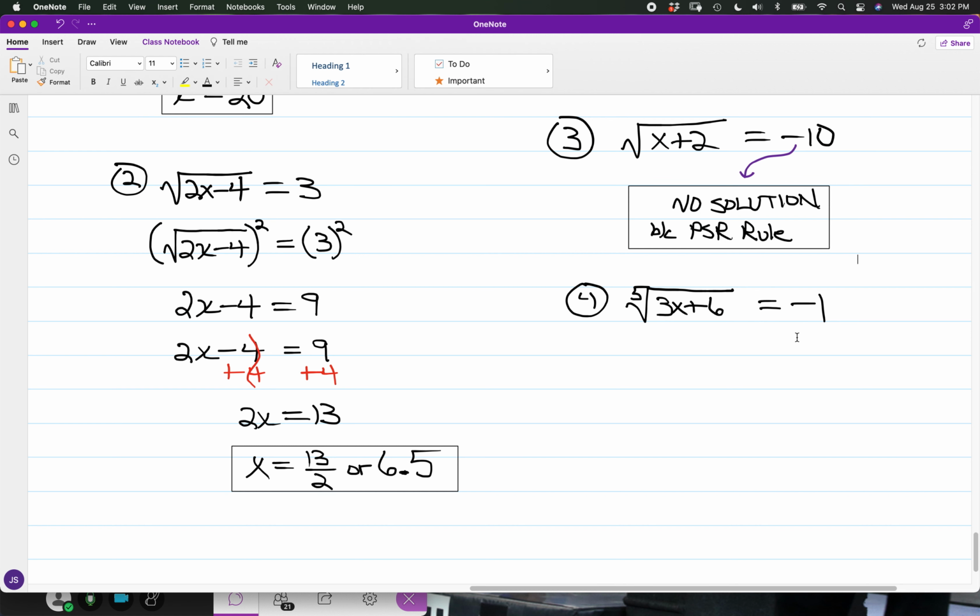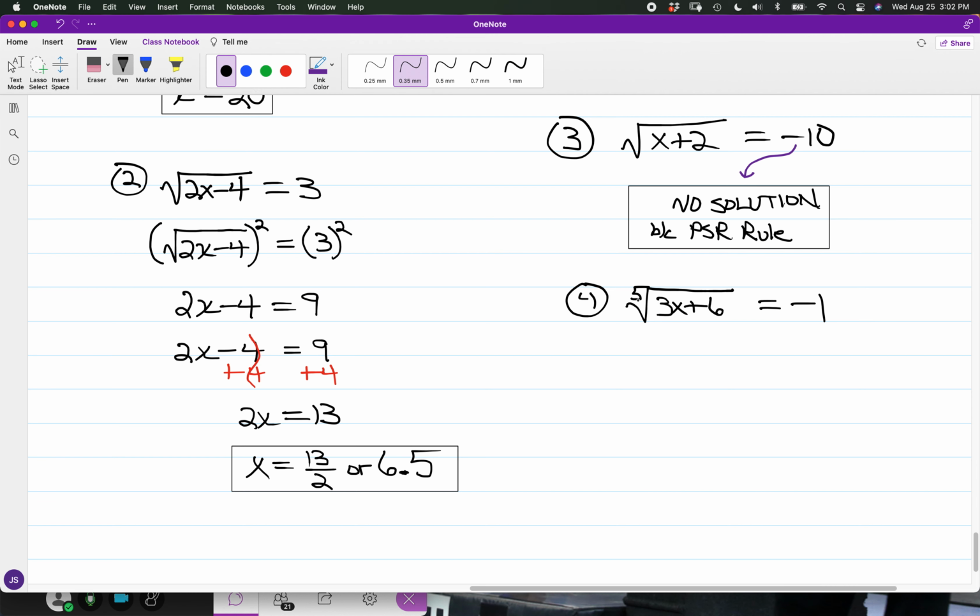Now for what we have in case 4, we've got the fifth root of 3x plus 6 is equal to negative 1. So you have an odd root, the principal square root rule does not apply, and you can have odd root expressions reduce to negatives. So I can proceed and free up 3x plus 6. We're going to eliminate the fifth root by taking both sides and raising to the 5th degree.